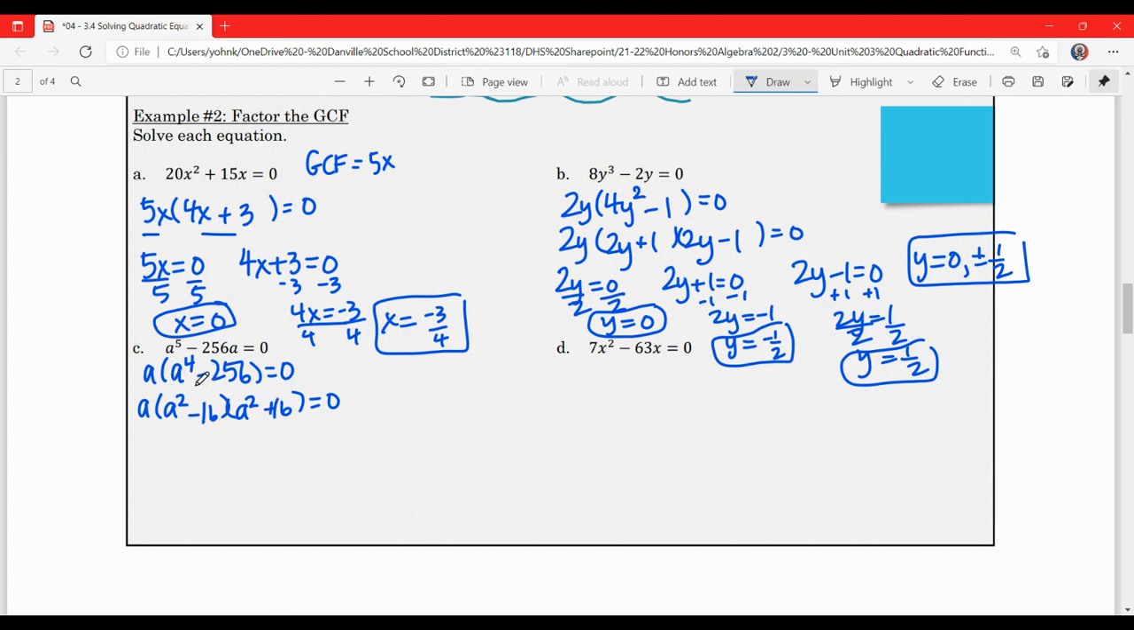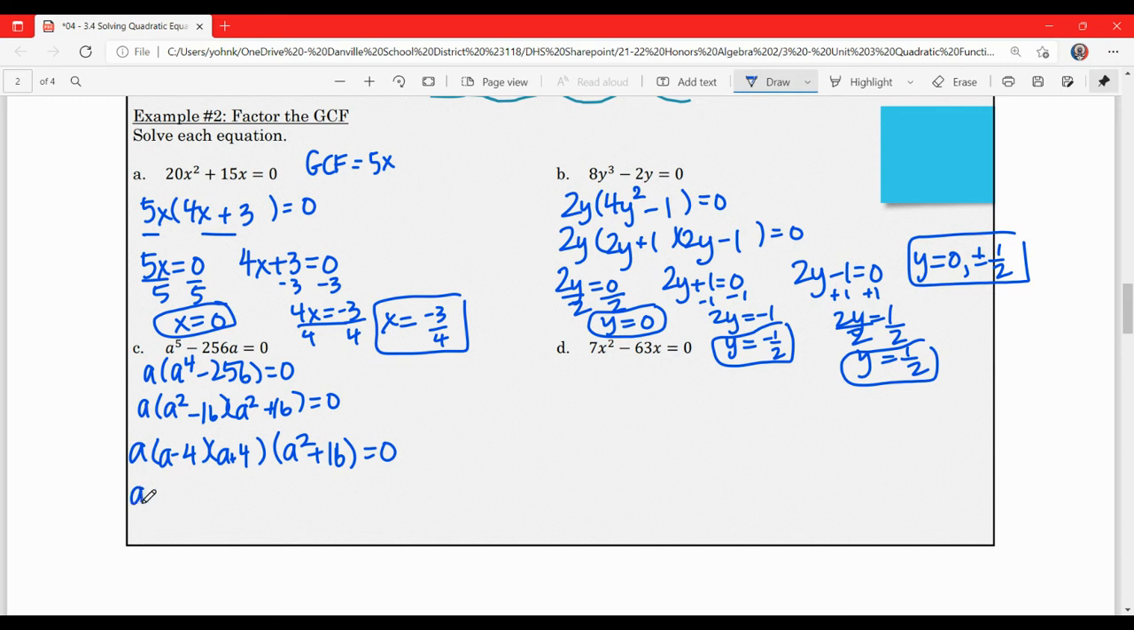Now, notice this first parenthesis is still the difference of two squares. So I can leave my a alone, put my two parentheses in, and then leave my a squared plus 16. I cannot factor the sum of two squares. I can only factor the difference of two squares. So if I look at a squared minus 16, the square root of a squared is a and a. The square root of 16 is 4 and 4. I got a minus and a plus. So this gives me a lot of options.